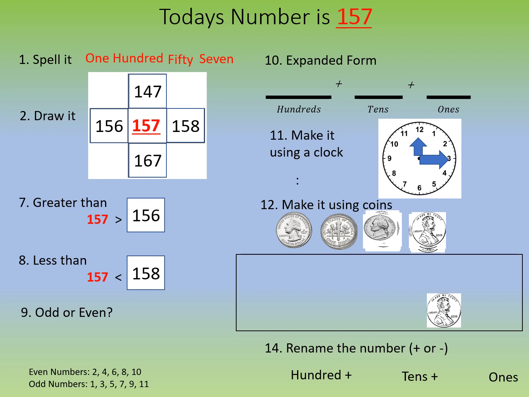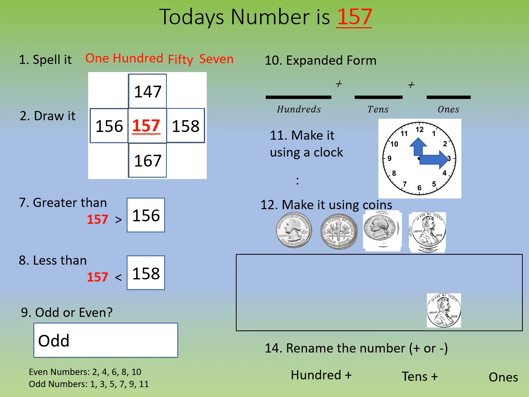Our number is 157, so we're going to look at the 7 and determine if 157 is odd or even. Well, if we look at our odd numbers at the bottom, we find the 7. So 157 is odd.